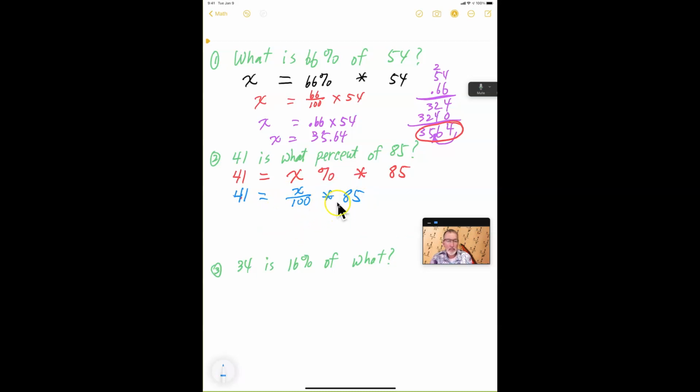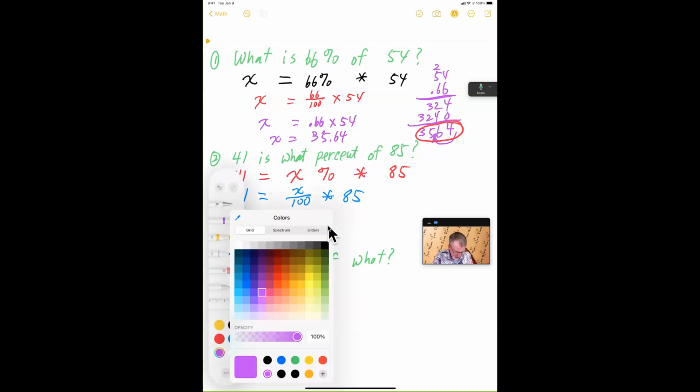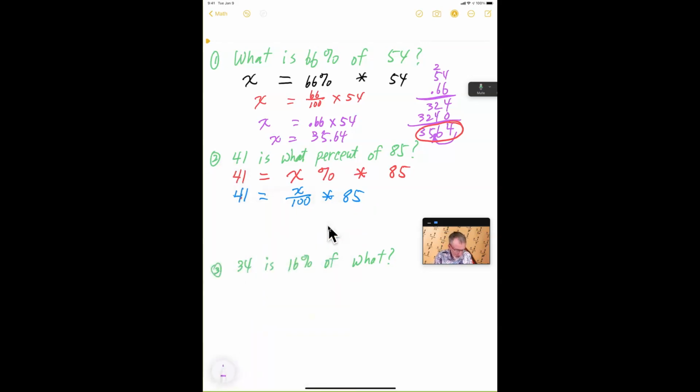So what would you like to do? Let's stop and think about that. I think what I'd like to try here is clearing the fraction, just because fractions always stop us. So these are whole numbers, which means 85 over 1, 41 over 1. So we only have to worry about this 100. So if we were to multiply both sides of this equation, and we have to multiply all the terms by 100.